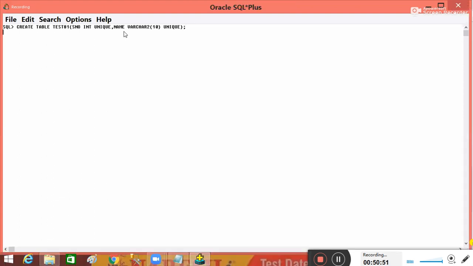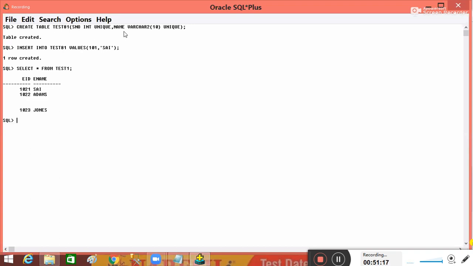After applying, your table is created. Now I need to insert your data. Let me see what happens. Test number 81, sending values of serial number 101, name is Sai. This is my first record, so there is no problem. It was accepted into your table. Let's come back and see the table test number 81. So combine and see test number 81, then it is allowed.